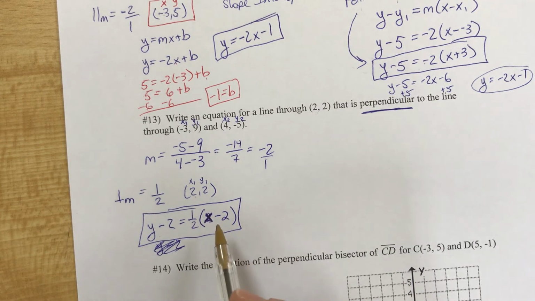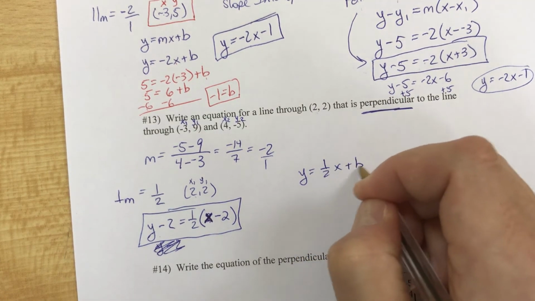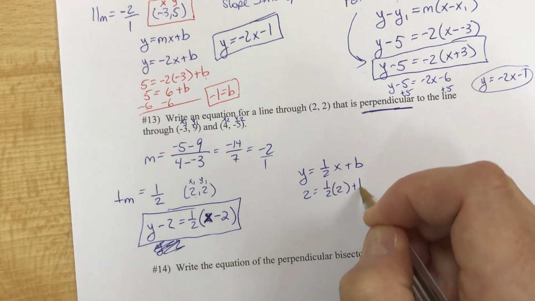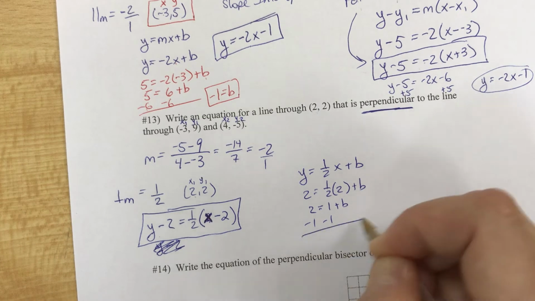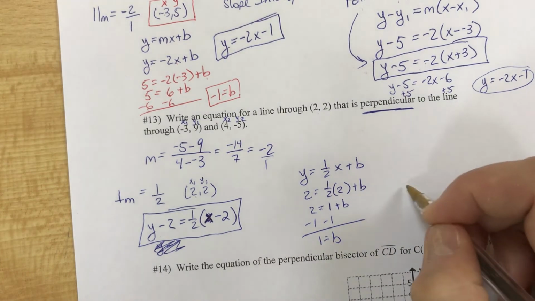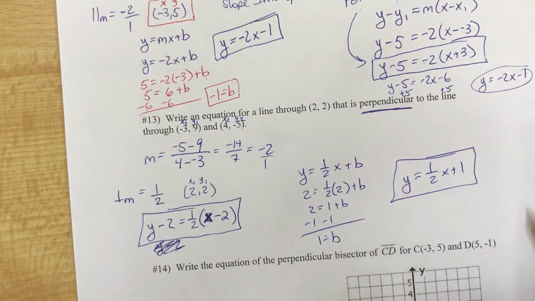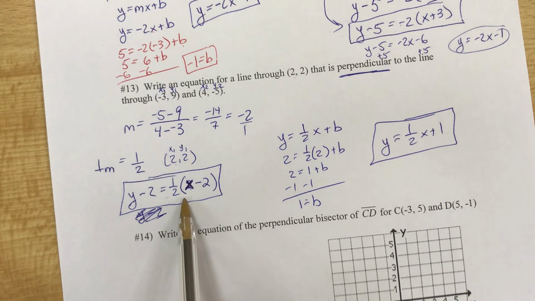If you'd rather do y equals mx plus b, we have y equals 1/2 x plus b. We can substitute (2, 2). I know I'm doing this kind of fast here. And we get the y-intercept is positive 1. So the equation is y equals 1/2 x plus 1. But again, this is just faster.